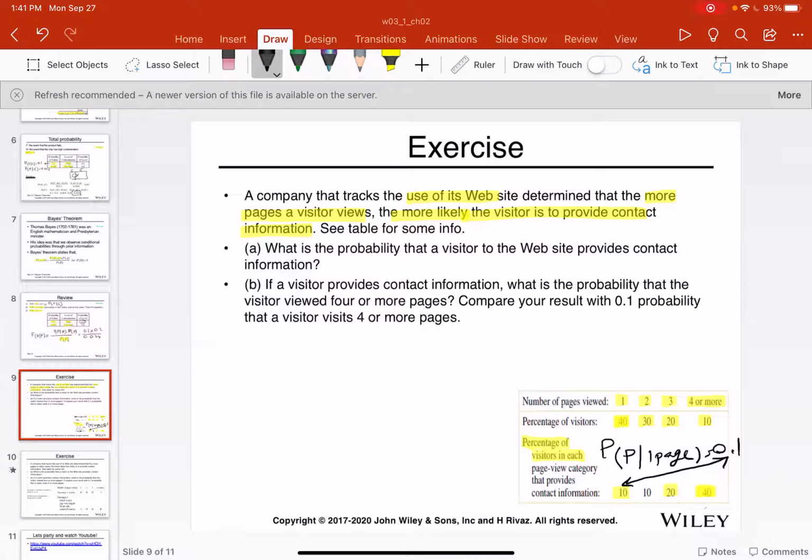Once you can figure out how to interpret the table as mathematical notations, the problem becomes easier to manage, right? So if you visit one page, the probability of providing contact information is 10%, right? And let's write another one of them also. Probability of, for example, providing contact information given 3 pages. So 3 pages, that's going to be 20%, right?